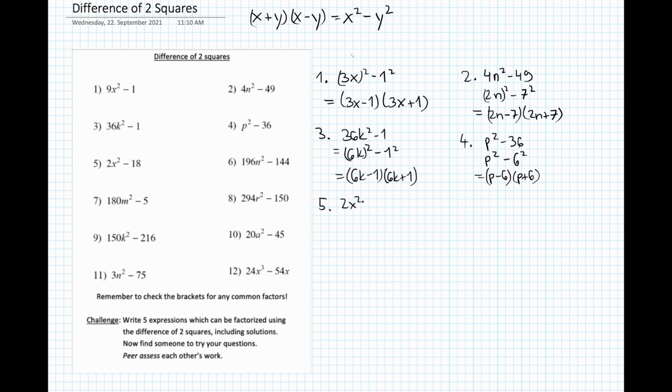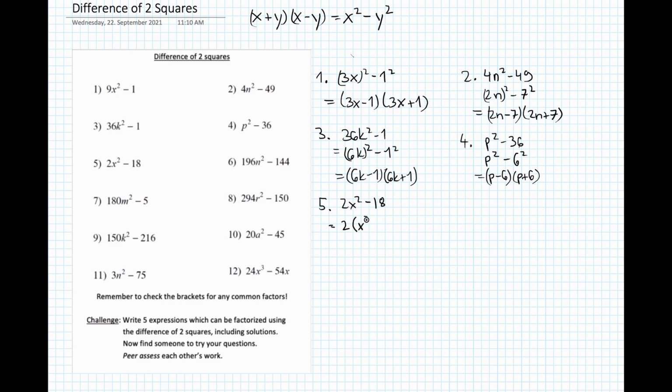2x squared minus 18. Now this is a little bit more difficult just because you don't have the squares already given to you. So here's a 2, that's not a perfect square, and 18 is also not a perfect square. But what you can notice is that 18 is also divisible by 2. So what you can do here is just factor out the 2.